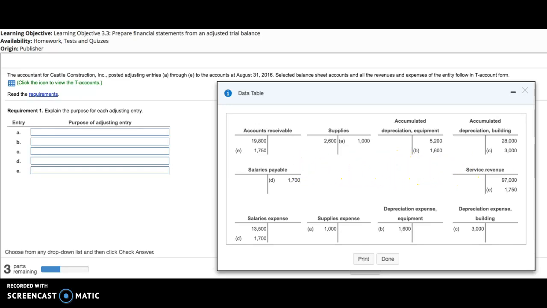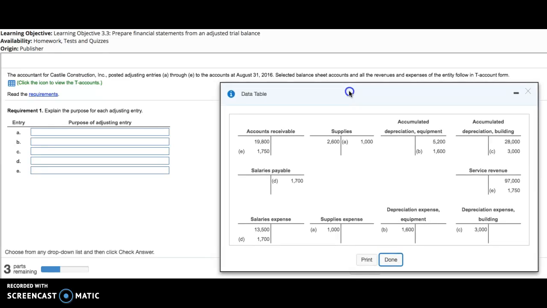So the accountant for Castile Construction Inc. posted adjusting entries A through E to the accounts at August 31st, 2016. Selected balance sheet accounts and all the revenues and expenses of the entity follow in T account form. I've got this data table pulled up here so that we can see what we're talking about, and that's accessed by clicking the icon to view T accounts, obviously.